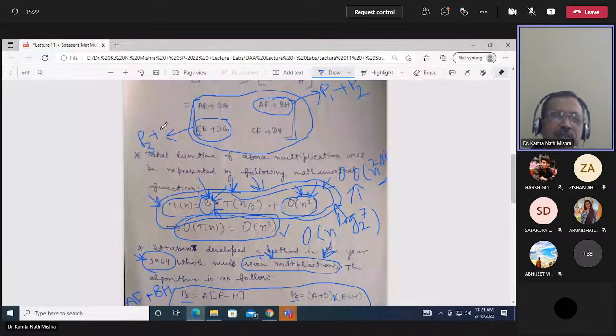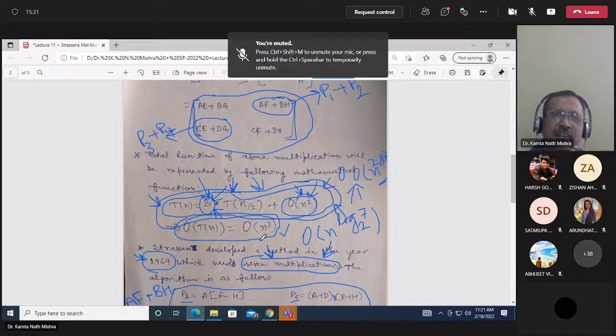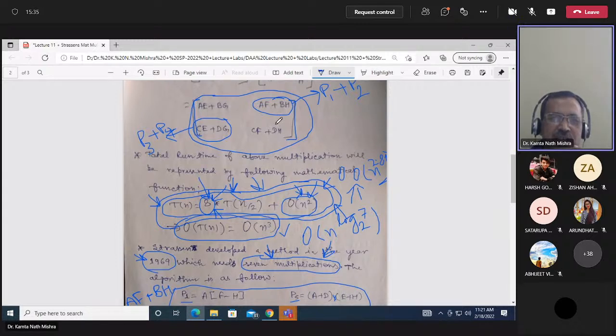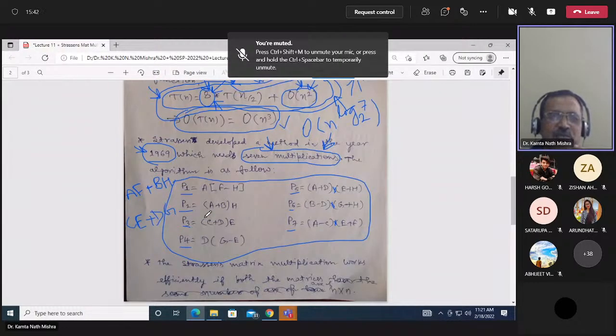P3 plus P4. Now let's try to see, this is P3 plus P4. I'm writing here. Now let's try to compute this one, CF plus DH. Take this one, CF plus DH.